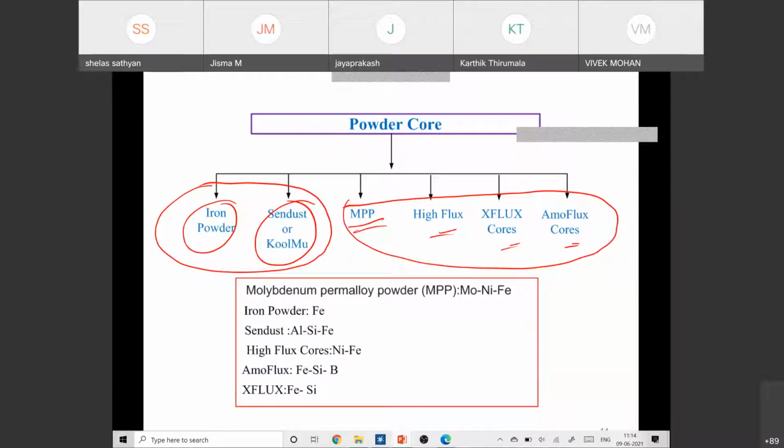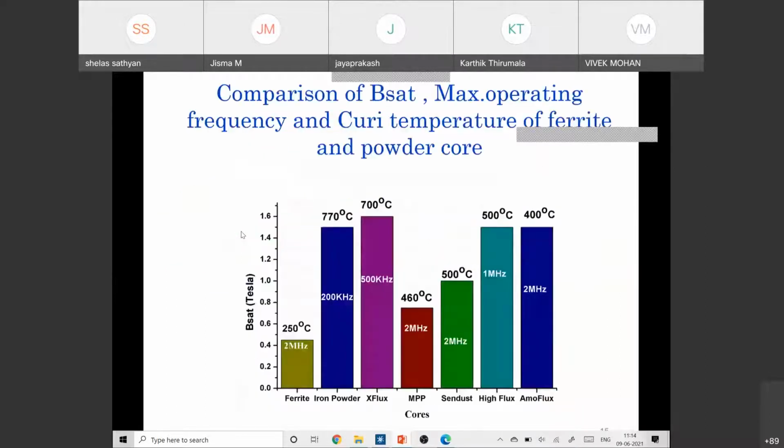Now we will see a fair comparison between these cores. The ferrite core can be operated up to 2 megahertz, but its Curie temperature is quite low, and the saturation flux density is in the range of 0.4. Whereas the powdered iron core has more than 1 Tesla, but its frequency of operation may be limited. I'm not explaining everything completely; you can see the PPTs later.